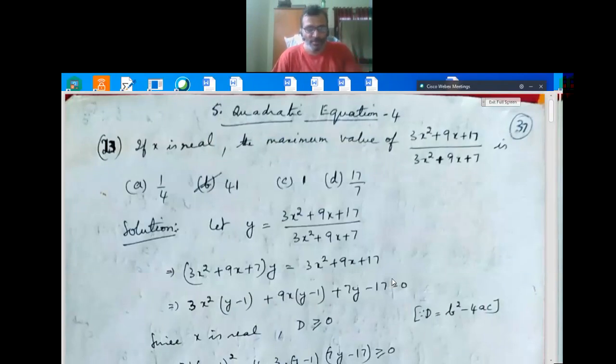Today again, I think the fourth session in quadratic equations. I'm going to continue with problem number 23, because in the last three sessions I have solved 22 problems. So today I'm solving the 23rd problem. The topic is quadratic equation.